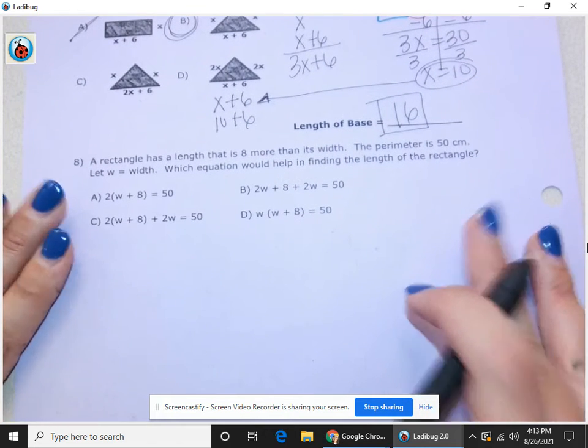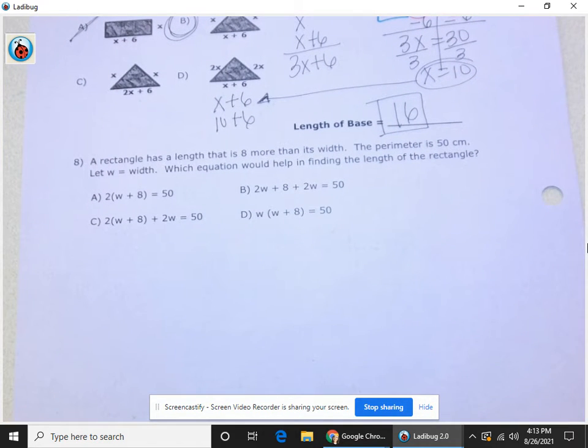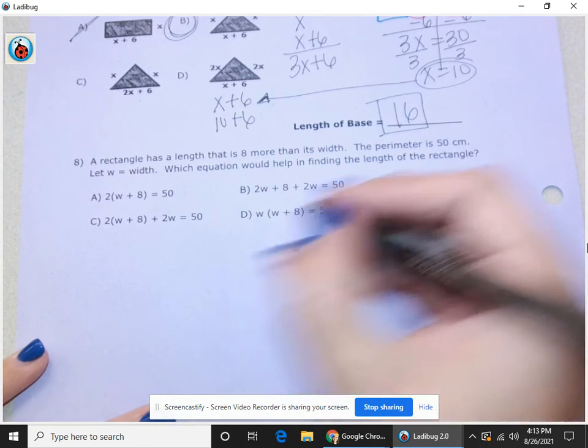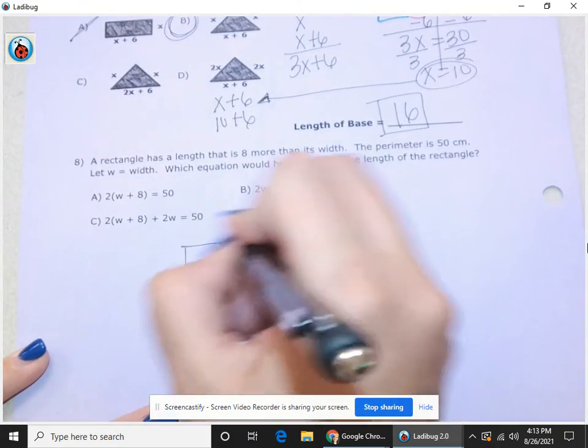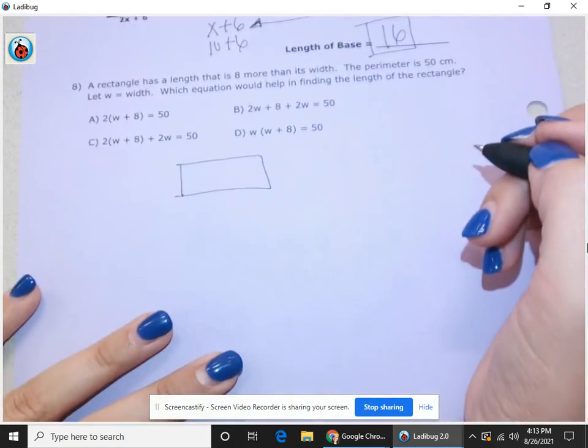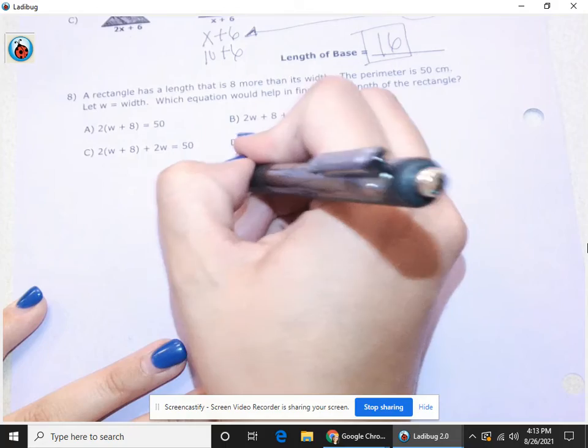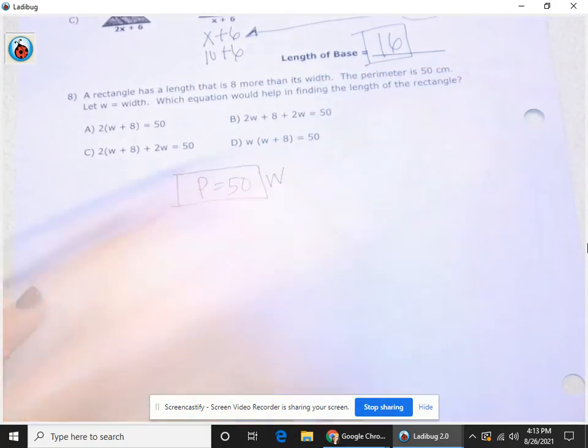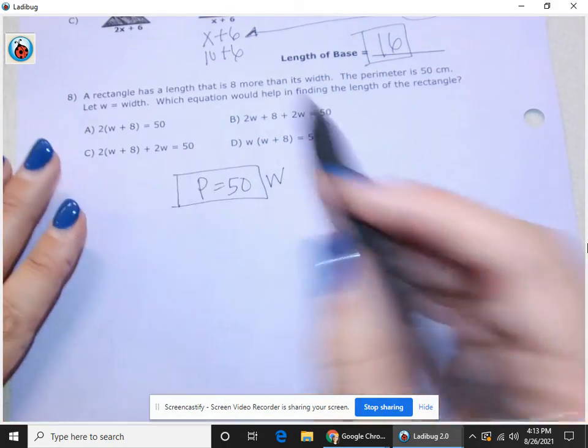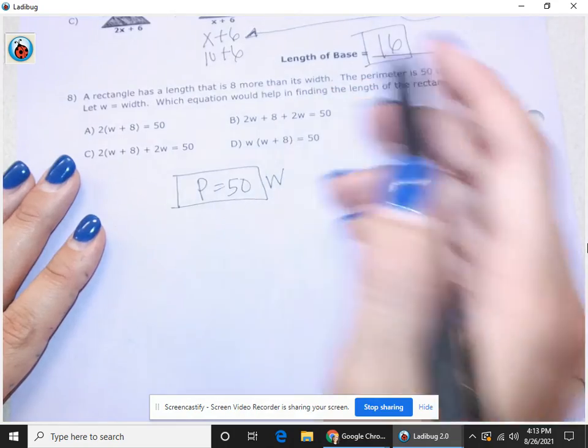And finally, number 8. A rectangle has a length of 8 more than its width. The perimeter is 50 centimeters. Let the width be W. Which equation would help find the length of the rectangle? So, perimeter of a rectangle, let's draw that. I know that my perimeter is 50. I know that my width is W. I know that my length is 8 more than my width.